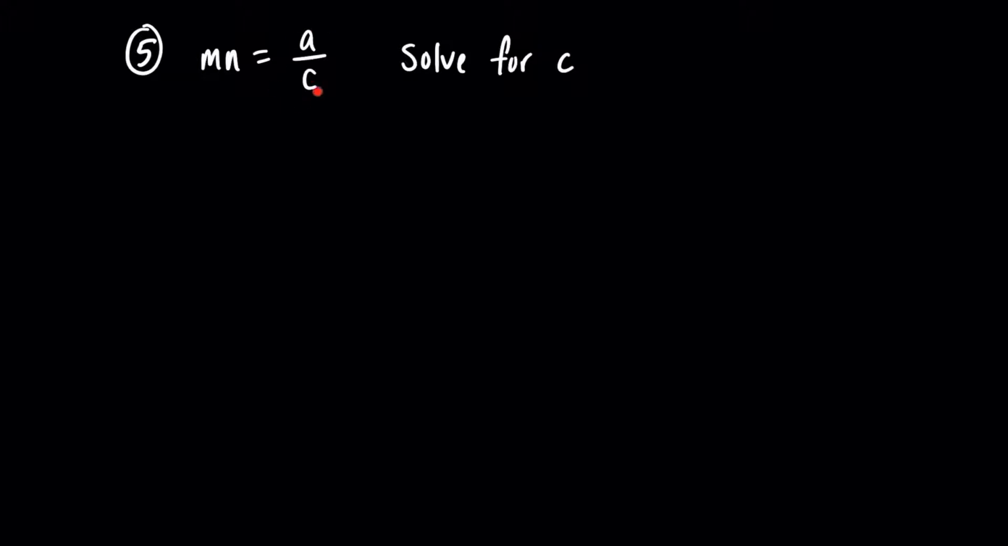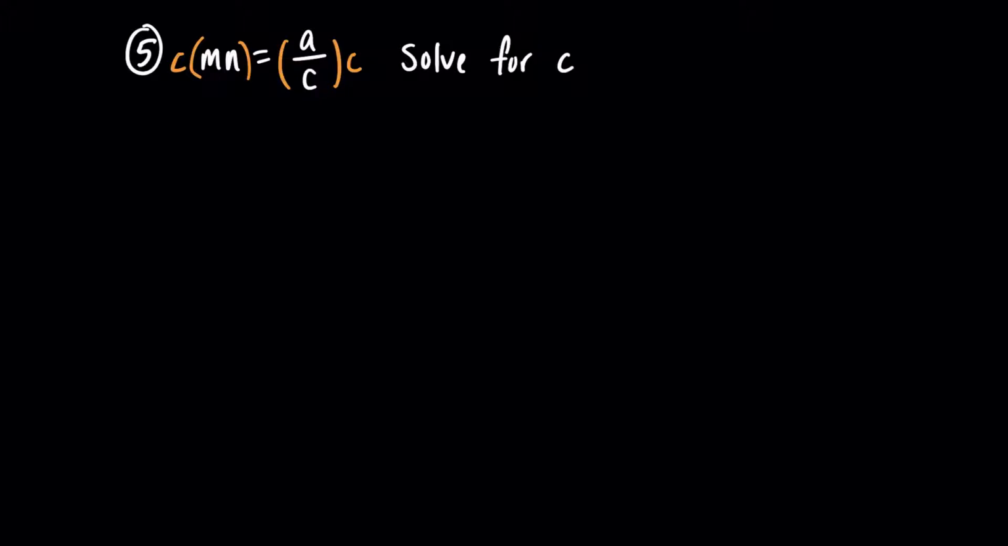Some people want to divide by a, but the problem here is if you divide by a, you're still left with a 1 up here. So you'd have 1 over c is equal to mn divided by a, and you wouldn't really be much further along than when you started. So what I'm going to recommend here is multiply both sides by c. So we'll do that.